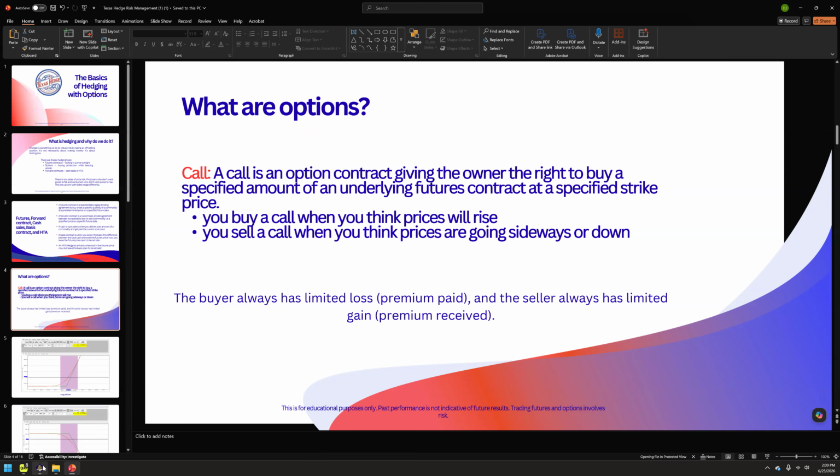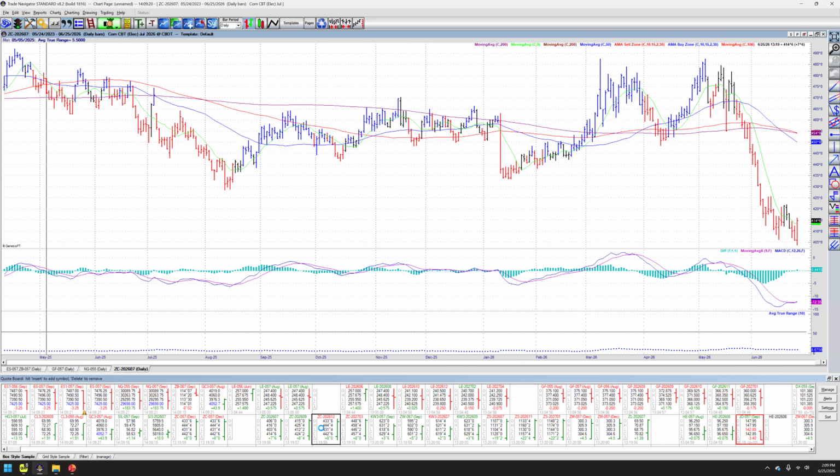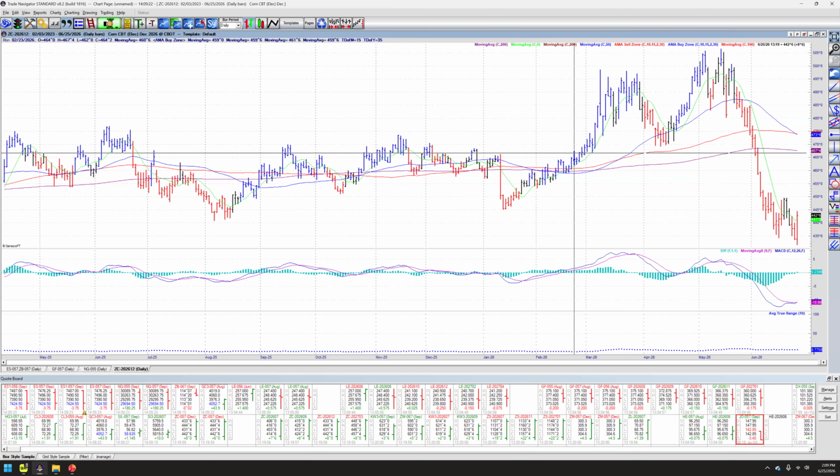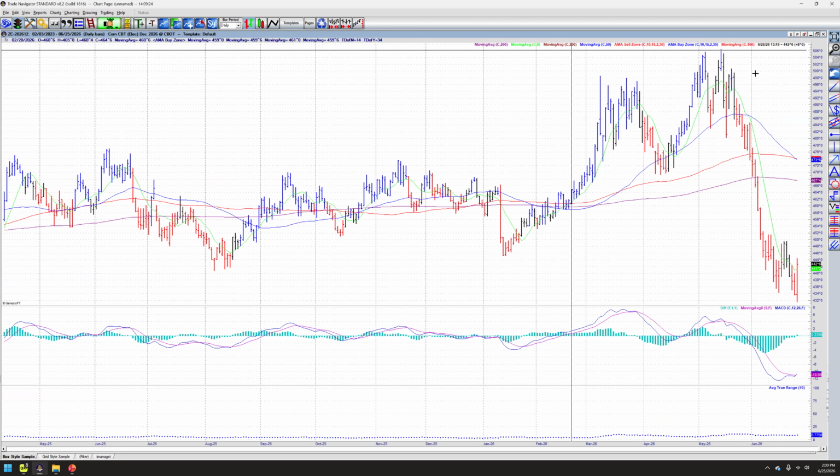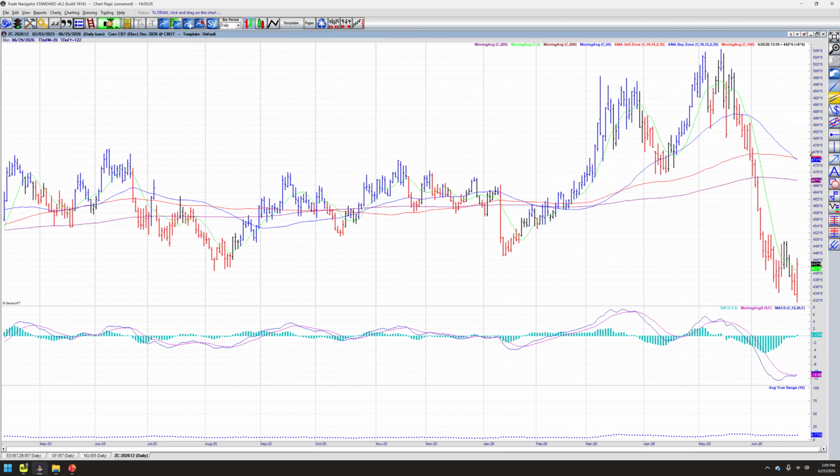So let's look at a corn chart here. And here's December. So if I'm buying a call at 480, let's see here, I make money on the call when the market goes up.